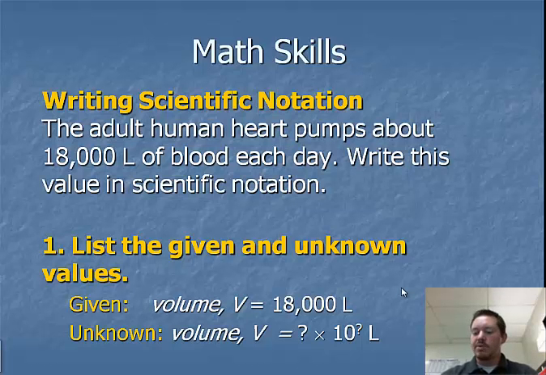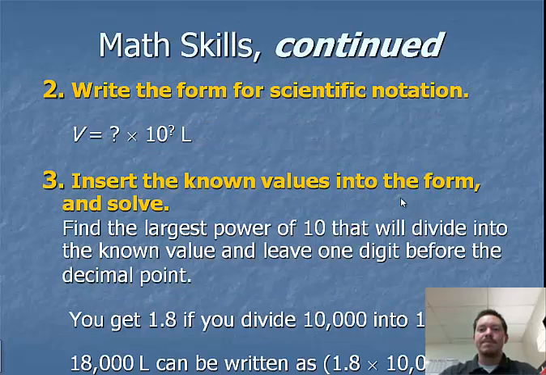So we've got a couple of examples here when writing scientific notation. We pretty well went over this already, but the adult human heart pumps about 18,000 liters of blood each day. So write this value in scientific notation. You can list your given and unknown. I know the volume is 18,000 liters, but I want to write it in scientific notation, so I want some number times 10 to some exponent.